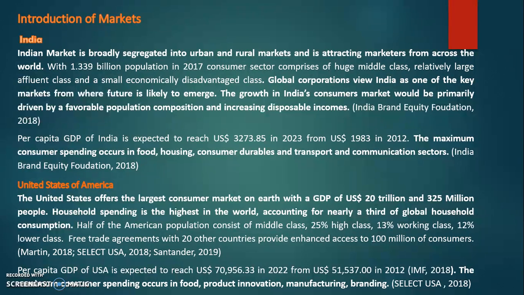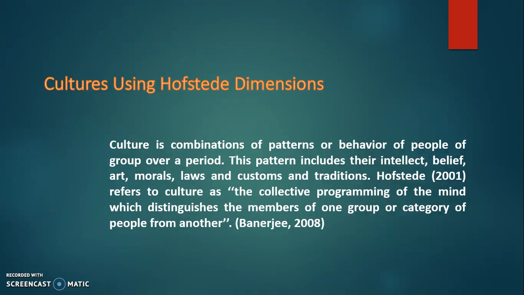United States of America. The United States offers the largest consumer market on earth with a GDP of US$20 trillion and a population of 325 million people. Household spending is the highest in the world, accounting for nearly a third of global household consumption. The maximum consumer spending occurs in food, product innovation, manufacturing, and branding.